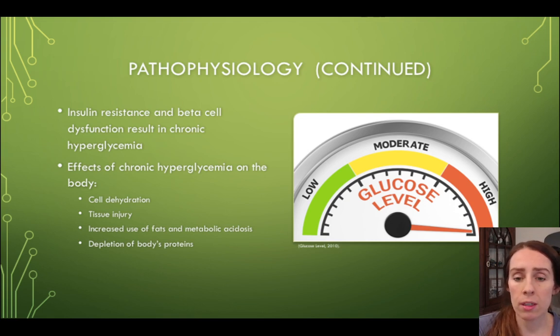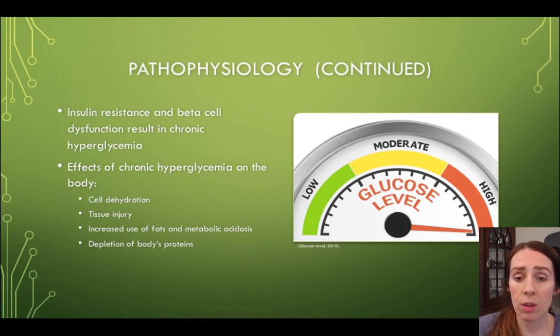Another effect can be increased use of fats and metabolic acidosis. Because the cells are not able to use glucose for energy, the body attempts to find another source. The fats are broken down and keto acids are released. Excessive keto acids combined with dehydration from polyuria can result in severe acidosis.